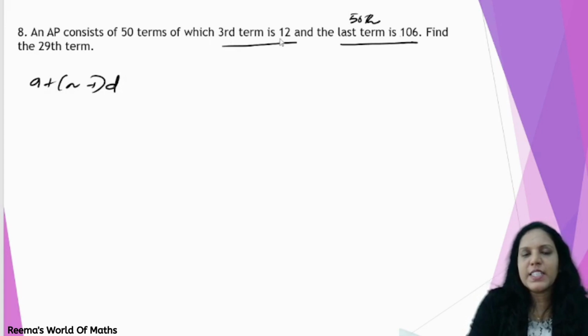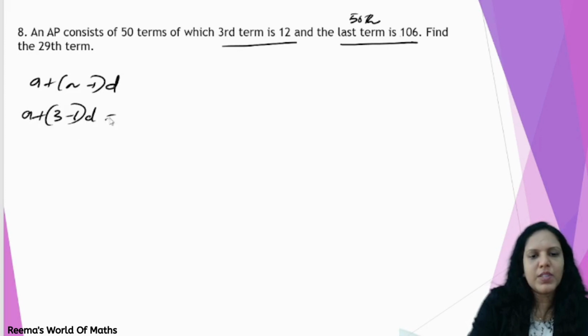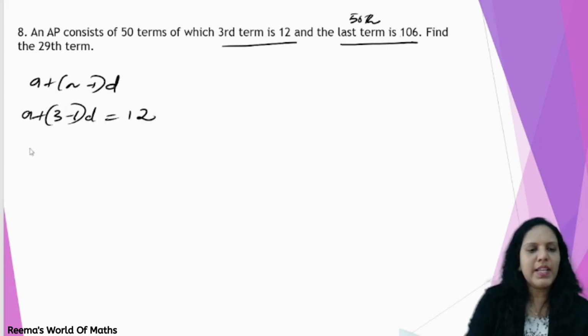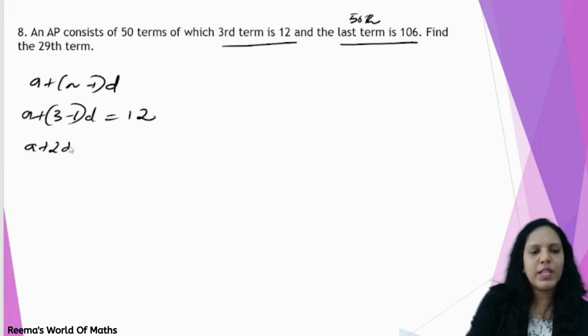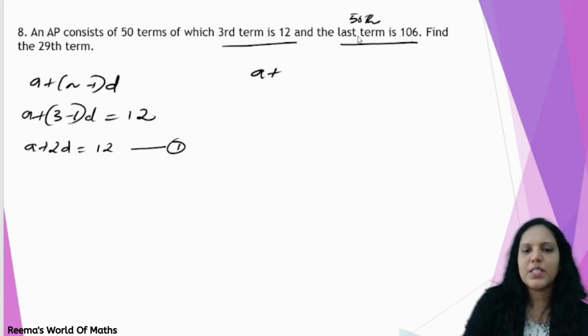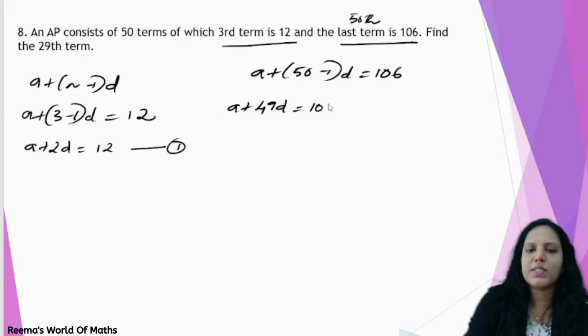We know the third term is 12, so replacing that, a plus 3 minus 1 into d equals 12, which is a plus 2d equals 12. So we got the first equation. Let's find the second equation: for the last term, the 50th term, a plus 50 minus 1 into d equals 106. So that is a plus 49d equals 106. That's our second equation. Let's subtract each other.